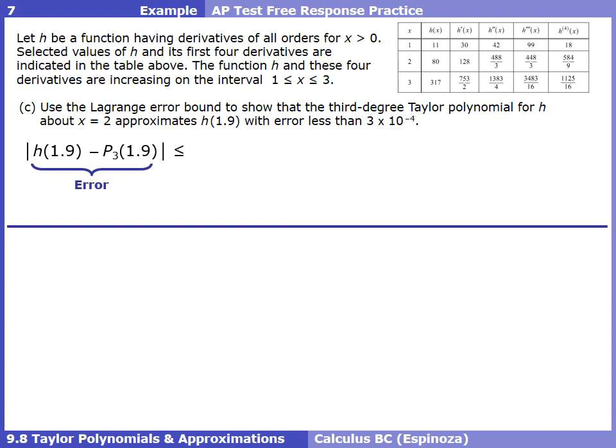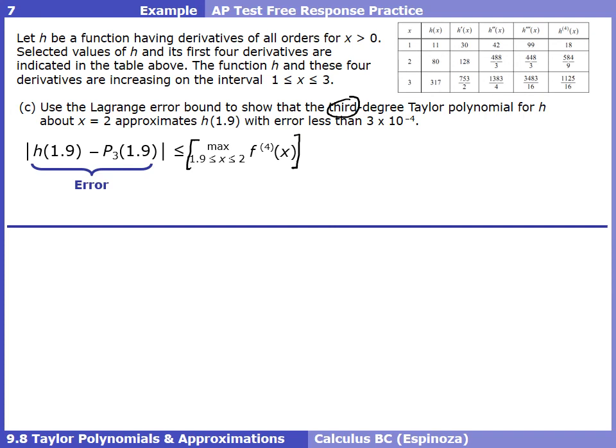Okay, so let's go ahead and set up the Lagrange error bound for the right side of that formula. We need to find the maximum of the fourth derivative. Remember, we need to go to the next term over, so we're at a third derivative, which would mean we're looking at a fourth derivative here. We need to find the maximum from 1.9 to 2.